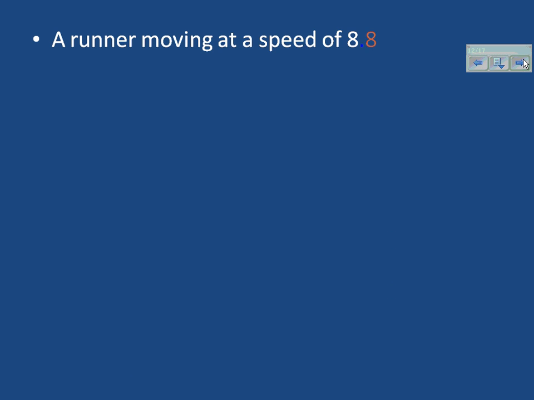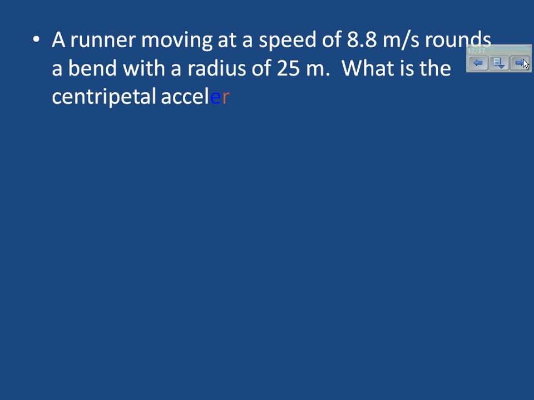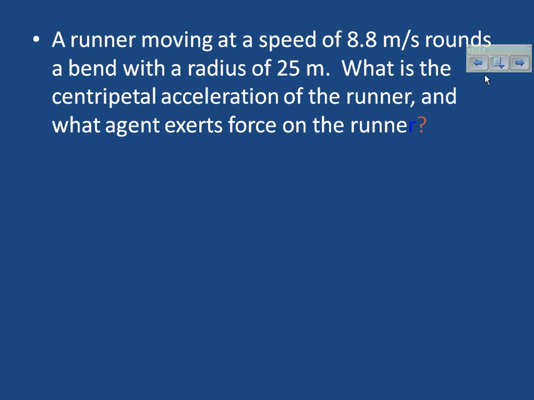So another example, we have a runner moving at a speed of 8.8 meters per second, and that runner rounds the bend with a radius of 25 meters. What is the centripetal acceleration of the runner, and what agent exerts force on the runner? So I'm going to list our variables on the next page. We want to know acceleration and what agent exerts the force. So this runner has a velocity of 8.8 meters per second, and the radius of the turn is 25 meters. And what's the centripetal acceleration?